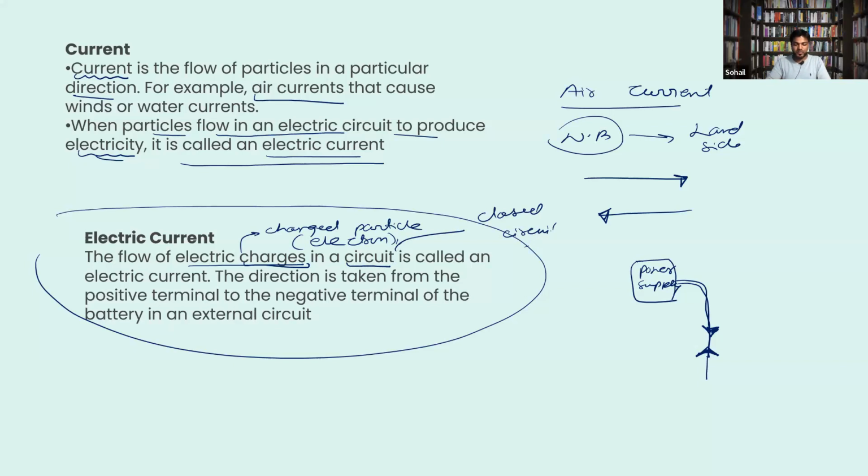So explain to me, what do you understand by electricity? Do we say electric current or electricity? Both are the same thing, okay? Whether you call it electric current or electricity, both terms are used interchangeably. Explain to me, what did you understand from this?